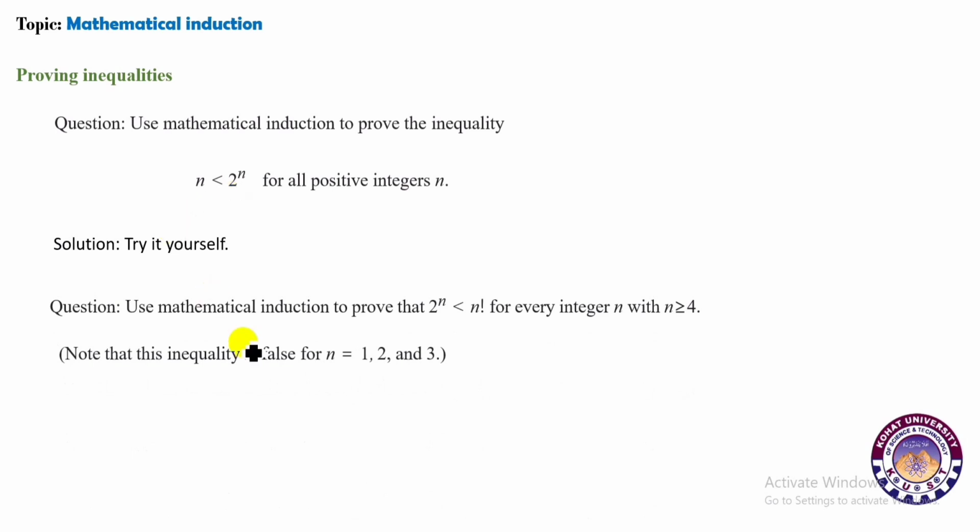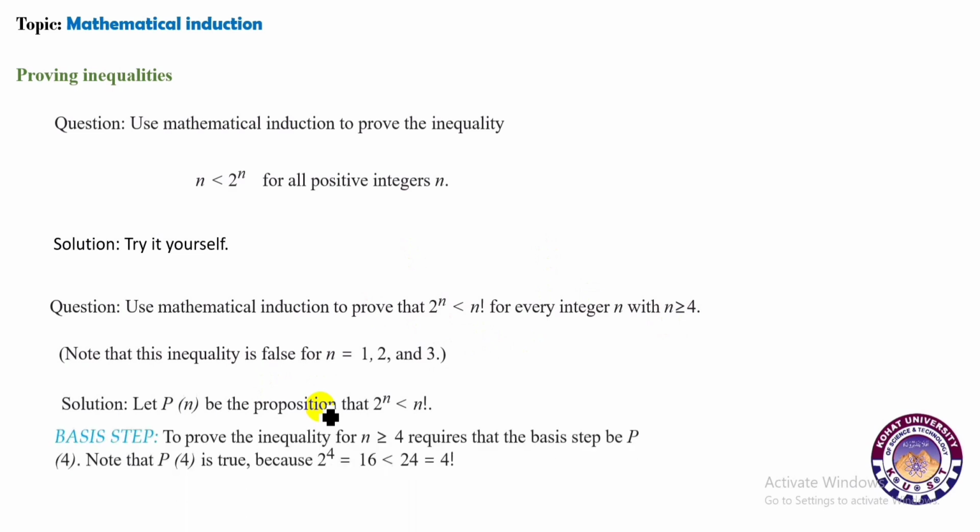The next question is: use mathematical induction to prove that 2 raised to the power n is less than n factorial for every integer n greater than or equal to 4. Here the starting integer is 4. Note that this inequality does not hold if we take n equal to 1, 2 or 3. Let us denote this proposition by P(n). Then in the basic step, the proposition starts from n equal to 4, that is, the starting integer is 4. That's why I am taking n equal to 4 in the basic step.